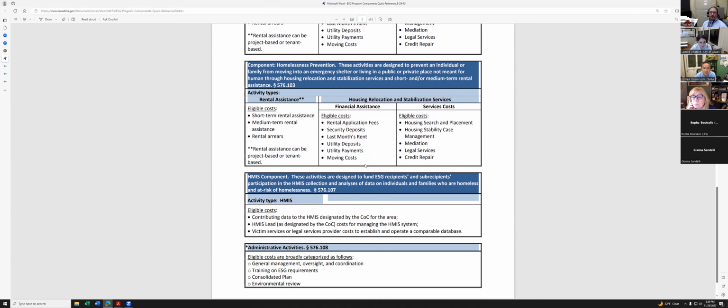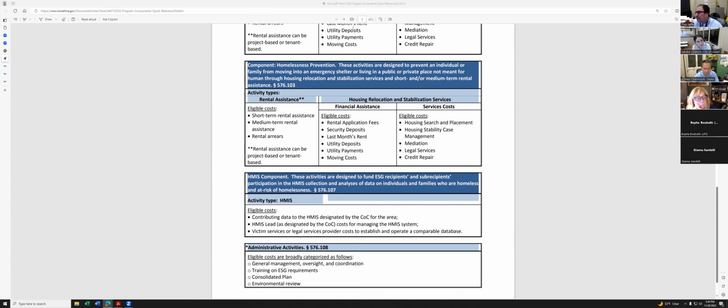And homeless prevention's eligible activities are similar to above, but it's basically trying to prevent people at 30% and below area median income from being put on the street or into emergency shelter. We're trying to keep them in their place, whoever they're renting from, so they stay housed where they are. Sometimes you can also rehouse them to another rental unit, finding another landlord who will work with them. So the costs are similar: rental assistance, rent application fees, utilities, and services, which is basically case management, in some cases legal services, and credit repair.